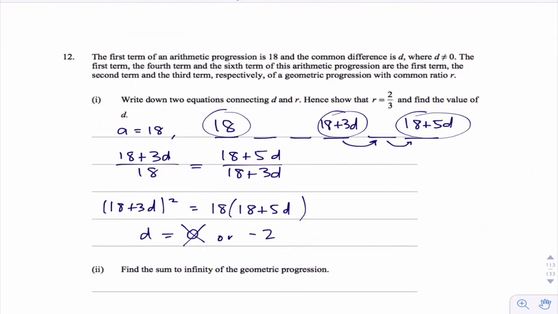The value of d, we're going down by 2 each time. So show the value of r then. So r is equal to 18 plus 3 times d divided by 18. And we put that in our calculator there. 18 minus 6 divided by 18 is 12 over 18, which is 2/3.